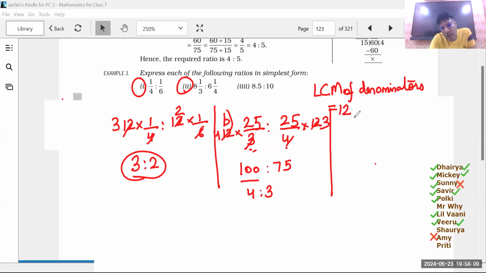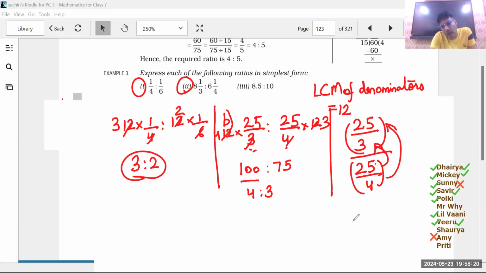Also, there was one more way. 25 by 3 upon 25 by 4. So this will join here and this will join here. So it will be 4 into 25 upon 3 into 25. So I will get 4 by 3 this way also.